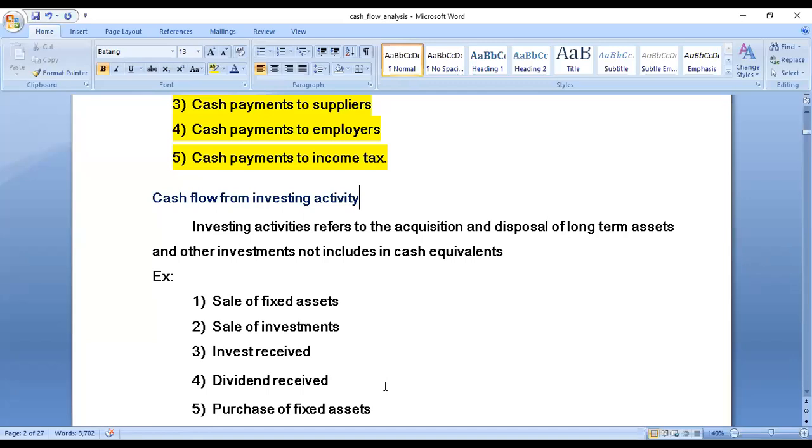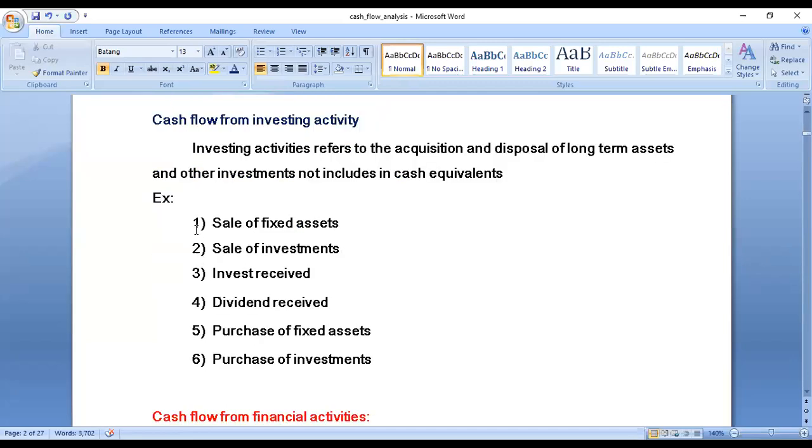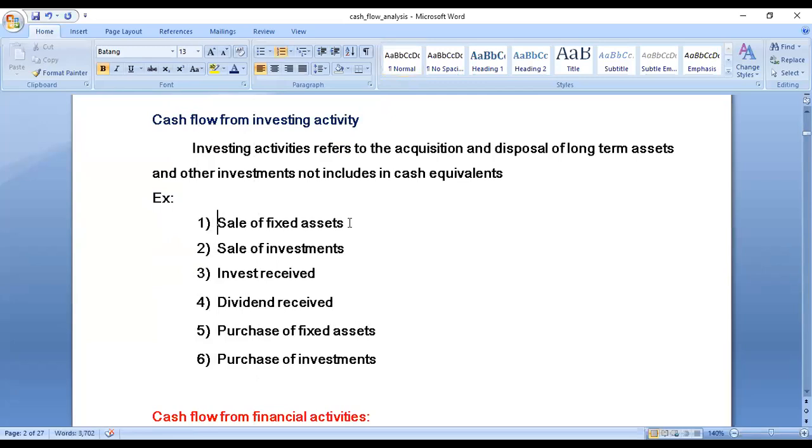Here we have 6 points for investing activities. Under that, the first one is sale of fixed assets. Sale of fixed assets, my dear. Sale of fixed assets is also an investing activity.